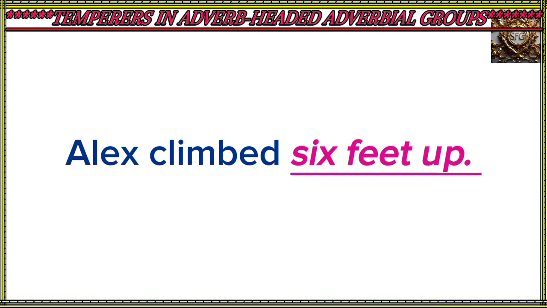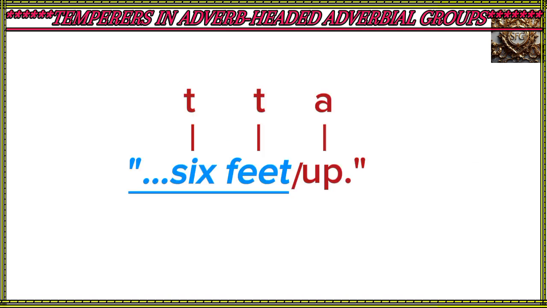6 feet up in this sentence is an adverb-headed adverbial group. 6 feet in this adverb-headed adverbial group is a nominal group functioning as a temporar. 6 is a premodifier to feet, while both 6 and feet function together as temporars to modify the apex, up.